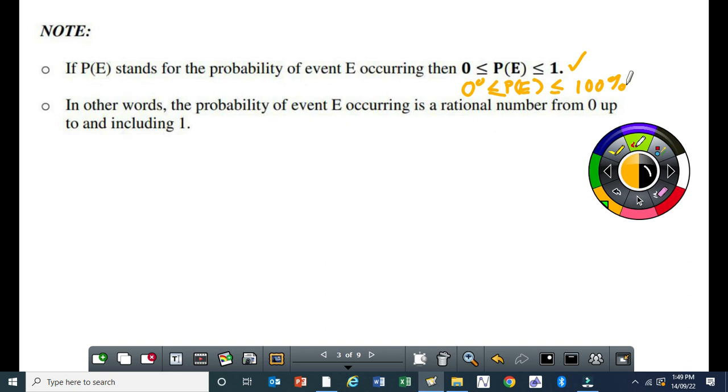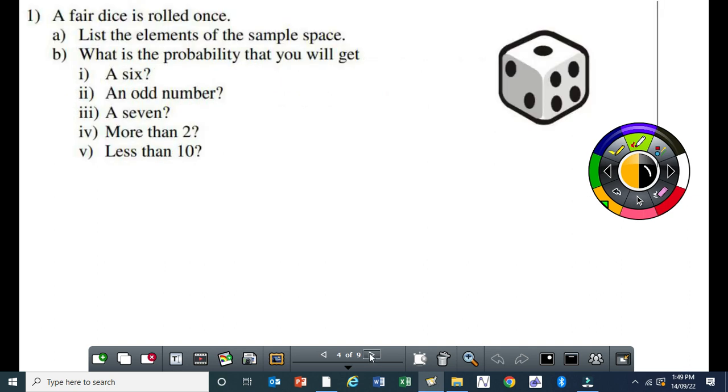Then let's carry on. Can I move on? Okay, we've got a simple example there.